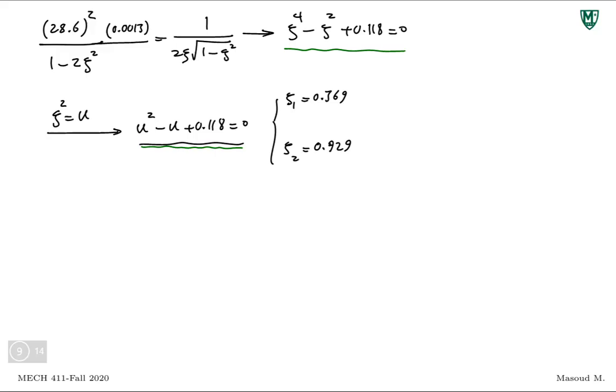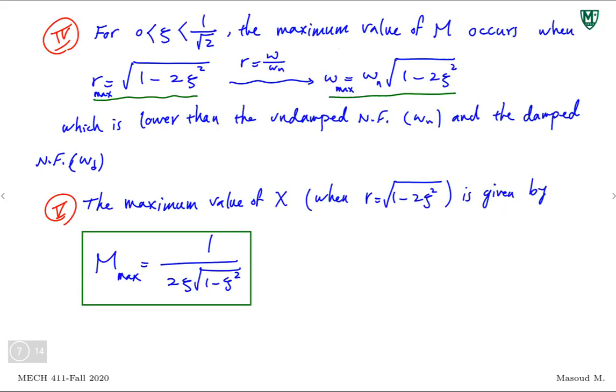Now you might think that's the end of the story. Well, we got two zeta values, and these are the damping ratios. But that's not the end of the story. There is another step that you have to pay attention to. If you go back to those observations we made, observation number 4, I specifically mentioned that zeta should be between 0 and 1 over a square root of 2, somewhere between 0 and 0.71. 1 over a square root of 2 is about 0.71.